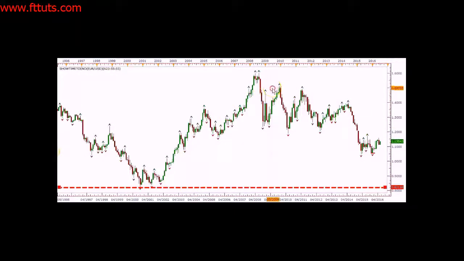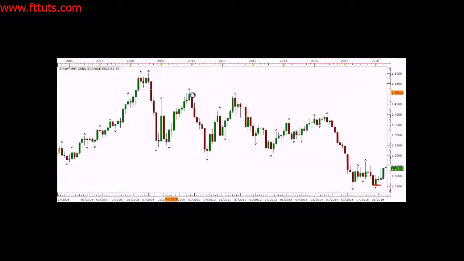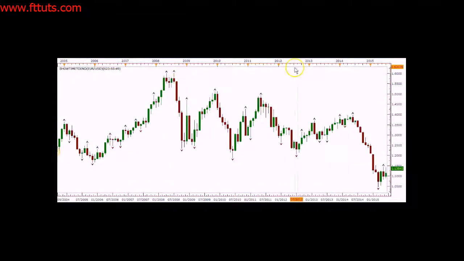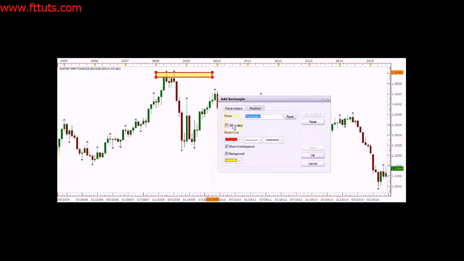Now up here, remember when I talked about zones? This is the extreme high and low. So now I would make this a zone, because why? It has wicks on it. So I go from the base to the top wick, and then I'm going to extend it.